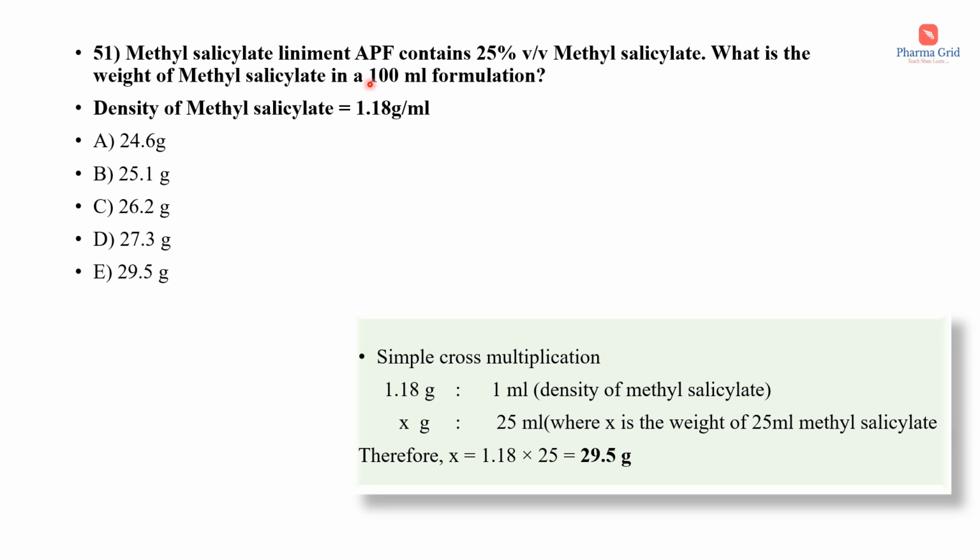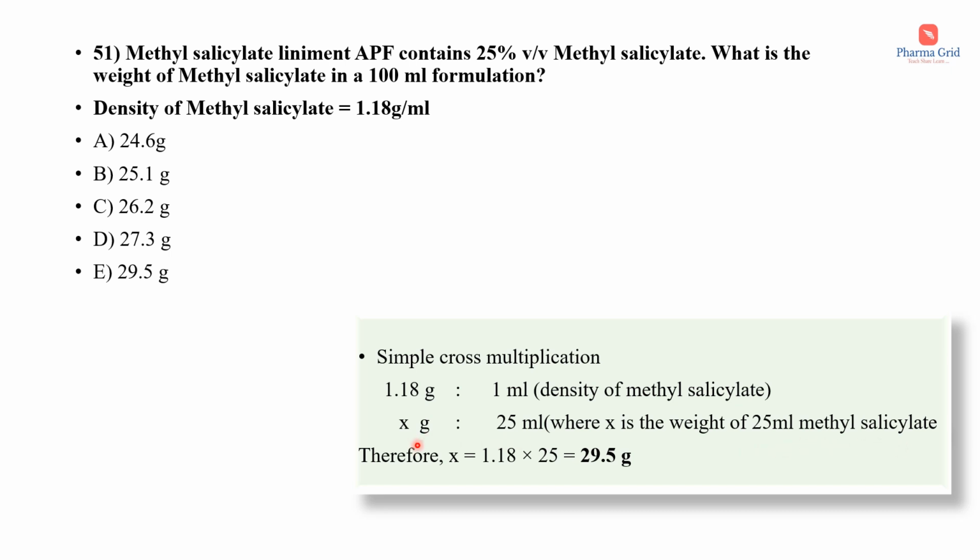So in the question they have given that 25% volume by volume methyl salicylate, which means 25 ml is present in 100 ml. Here we need to calculate the weight of methyl salicylate in a 100 ml formulation and the density is given. Density is nothing but mass by volume. So this is a question of simple cross multiplication. Okay, so here the density is given, that is 1.18 gram is present in 1 ml. That is the density of methyl salicylate, and we need to find out the weight of 25 ml methyl salicylate.